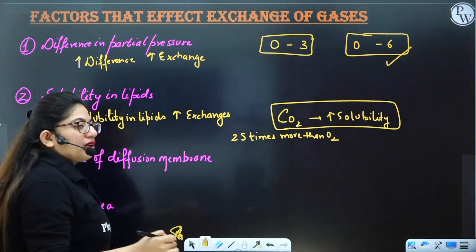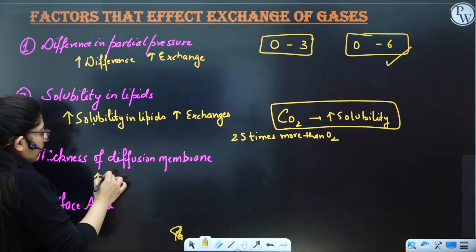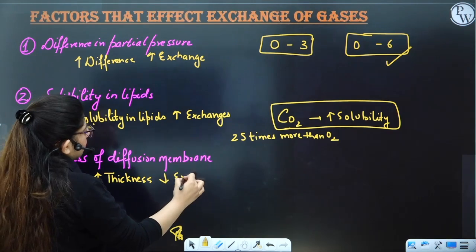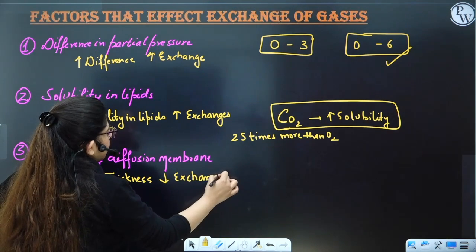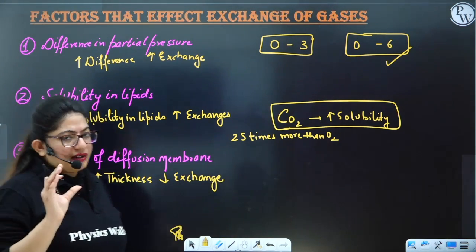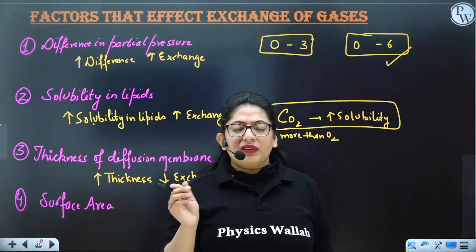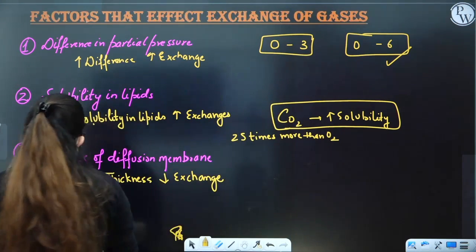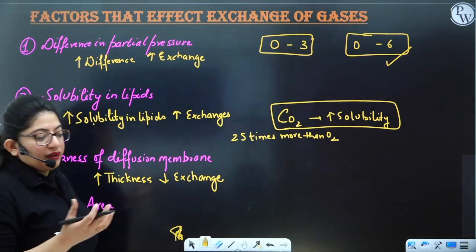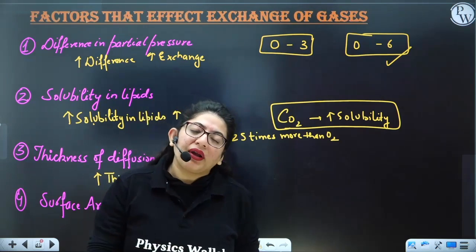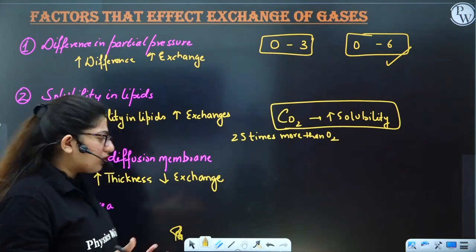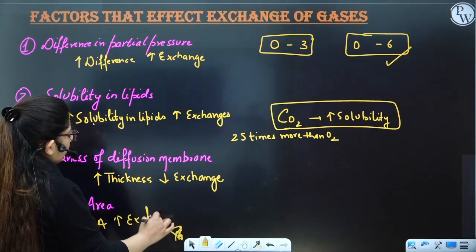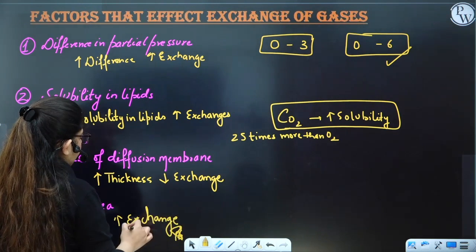Next is thickness of diffusion membrane. If the diffusion membrane is thicker, the gases will not exchange more, so we will say there will be less exchange. If I have something very thick, the gases cannot easily pass through it. If it is very thin, more rapid exchange will take place. Surface area. If I have a lot of alveoli, more exchange will take place. If I have only one alveolus, less exchange will take place. So the more the surface area, the more the exchange. These are some of the factors on which the exchange of gases depends.